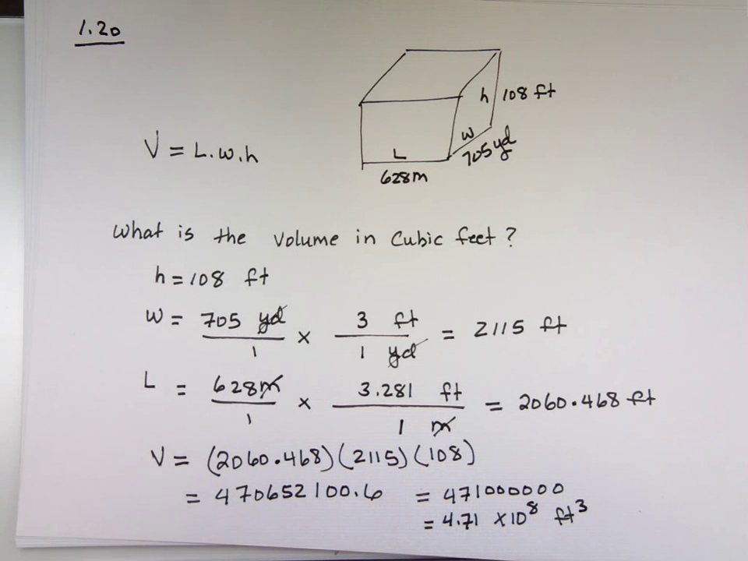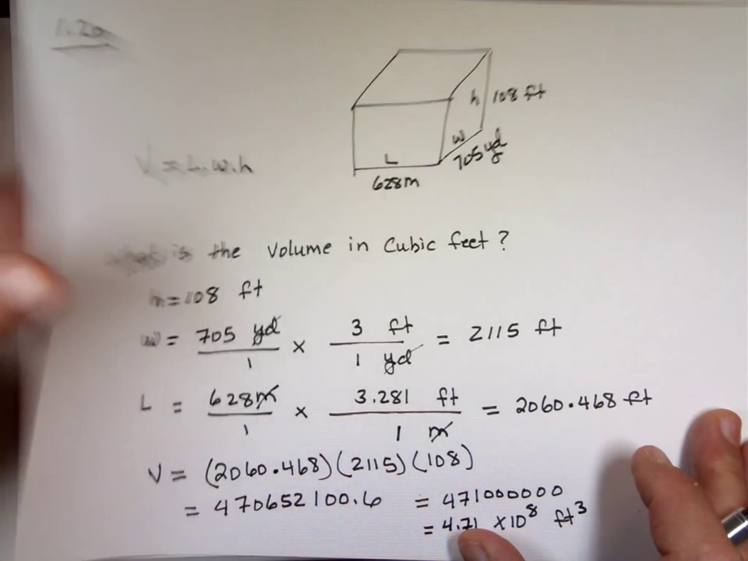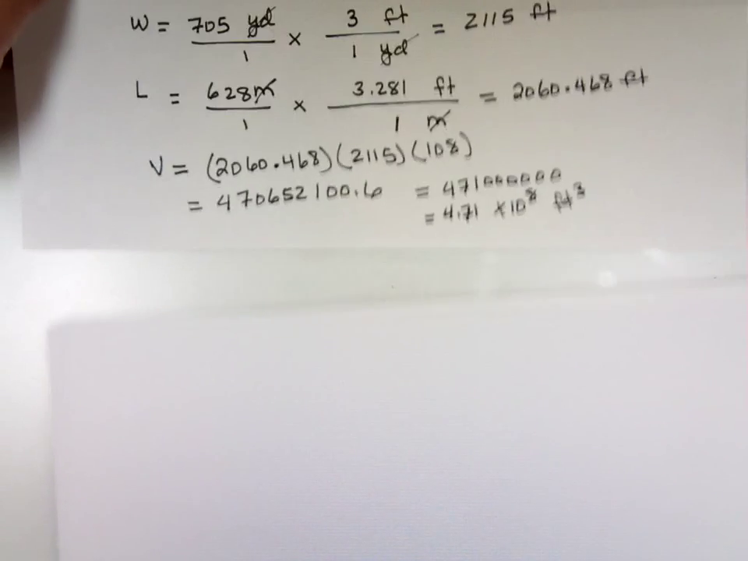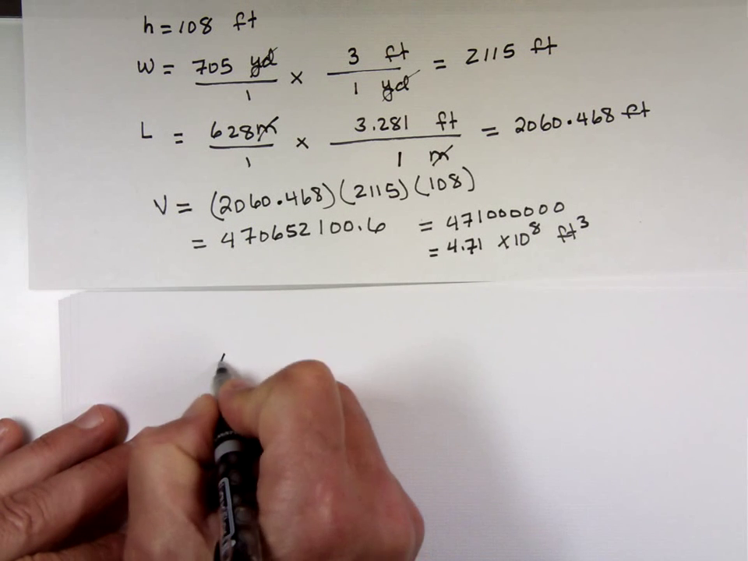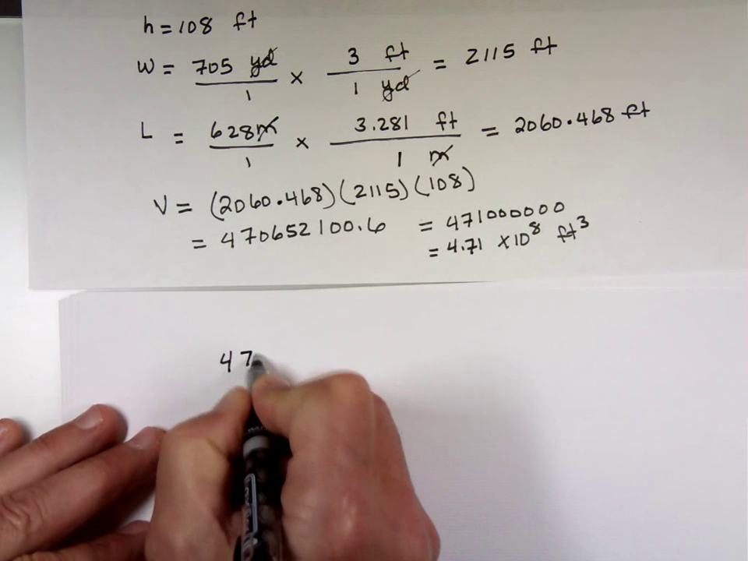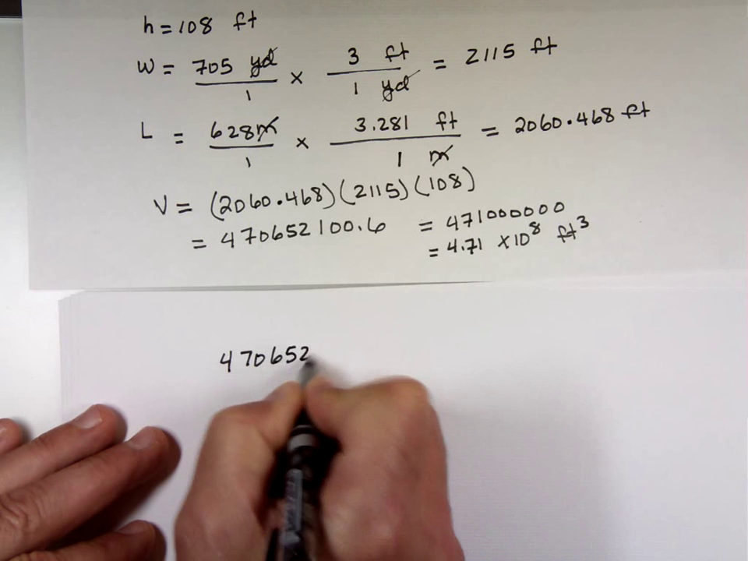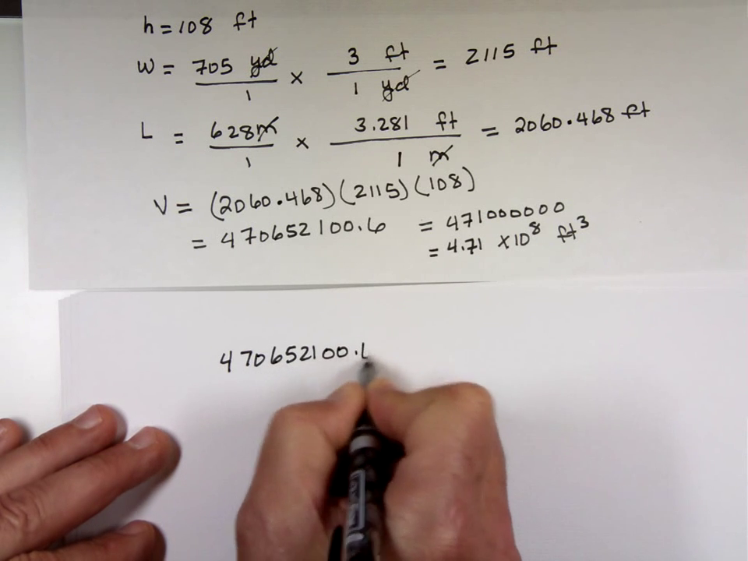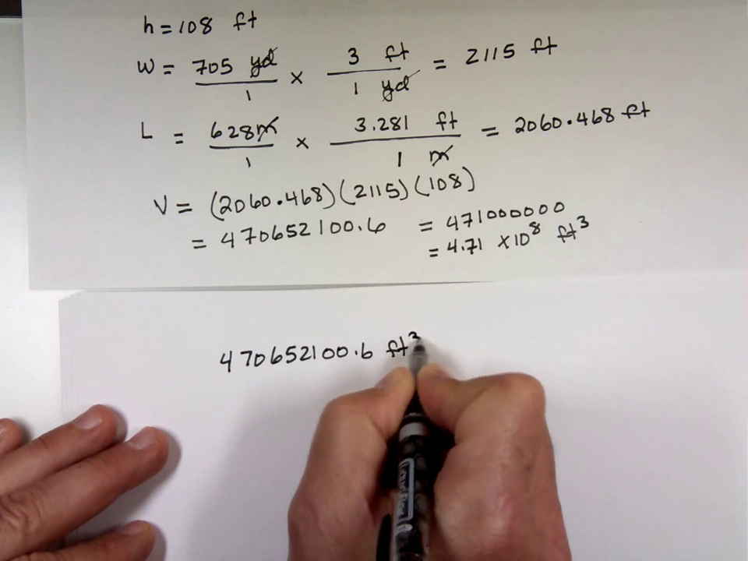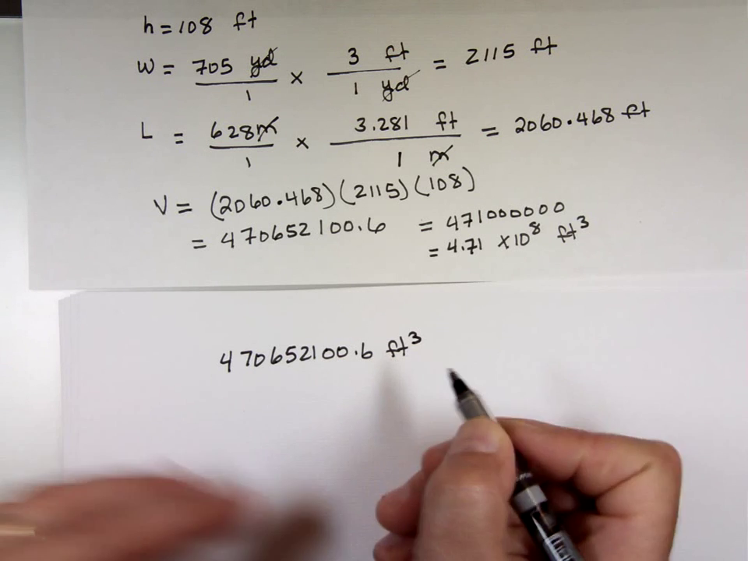Now the second part is, what is it in cubic meters? Again, if you have that cheat sheet handy, there's a way to convert from cubic feet to cubic meters. If you don't have it, no big deal. I'll show you how you can do it quickly. We know what the answer is. So let me convert the real number, 470652100.6 cubic feet, to cubic meters.